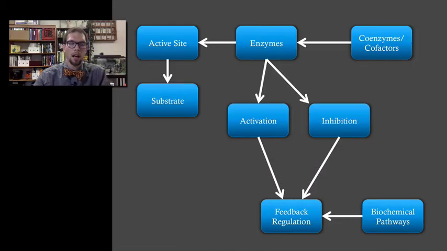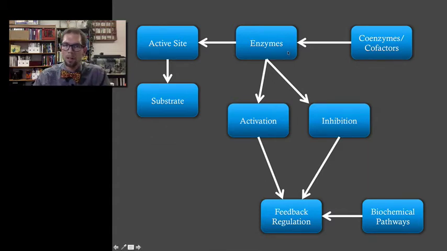So enzymes, you recall, are usually proteins. There are exceptions to this rule. For example, there are certain RNA molecules that can act as an enzyme, and we call these ribozymes. A good example of this will be the ribosome. It's very important for protein synthesis.